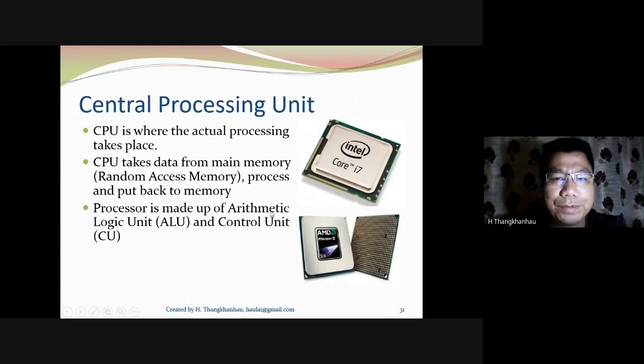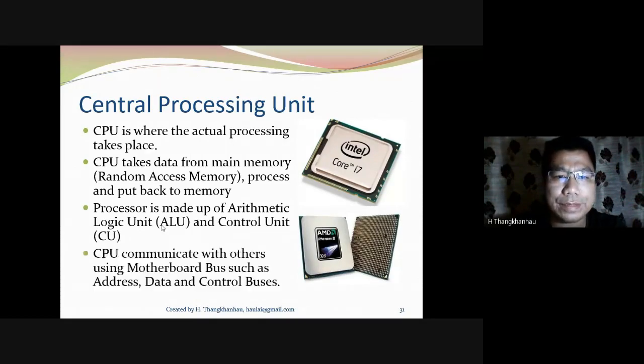The CPU is made up of two components. The first one is the arithmetic logic unit, and the second one is the control unit, ALU and CU. I request all of you to remember the different short forms along with their abbreviations. ALU means arithmetic logic unit, CU means control unit. These are commonly asked questions in CCC exams.